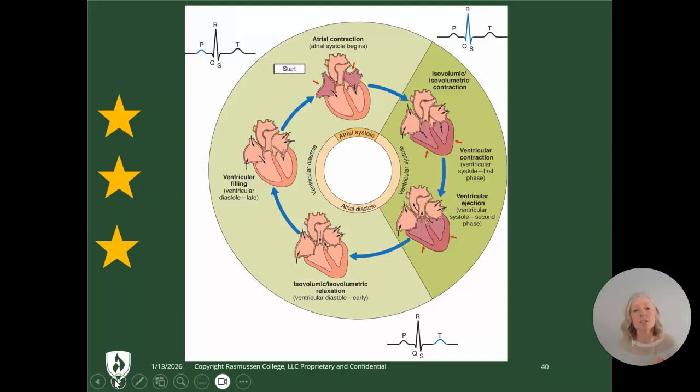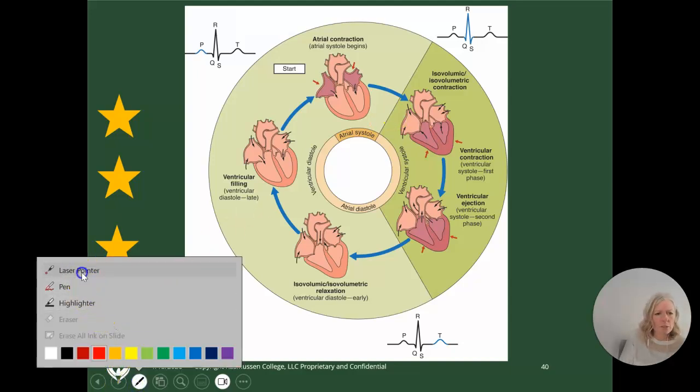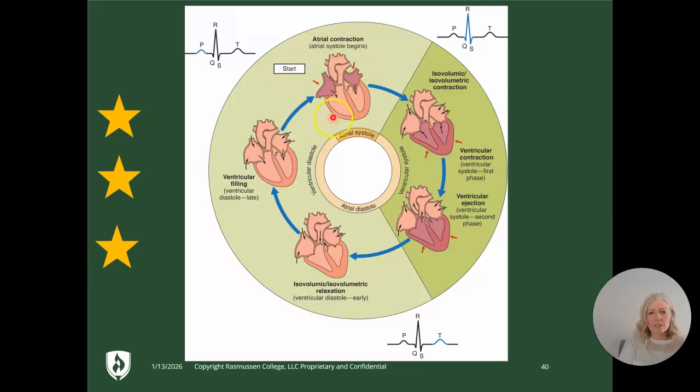So let's use this same image and tie it to what we learned about the cardiac cycle. We're going to start at the top where it says start, atrial systole begins. You can see that start and then the P wave. This is the same image we used on the cardiac cycle learning video, but now you can see how they tie together. You have atrial systole happening here, tied to this P wave. That is atrial contraction.